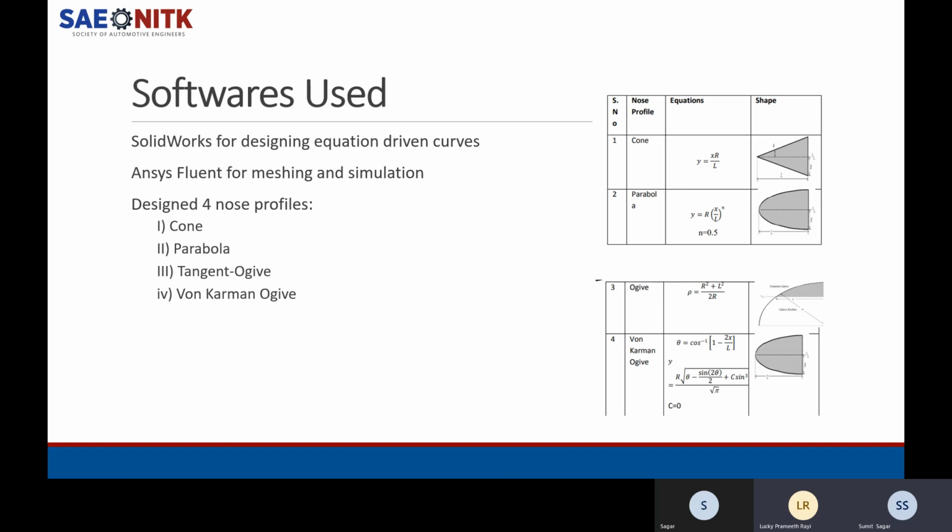Next one. The software we've used is SolidWorks, and we create the designs using the equations displayed on the right of the slide in the table. As you can see, the equation for each profile is given here, and the fineness ratio we chose was 6. Fineness ratio is basically the ratio of the length of the body to the maximum diameter, that is L by 2R. We put all the values in these equations and obtain the equation only in terms of y and x. Using that equation, we generated an equation driven curve using SolidWorks.